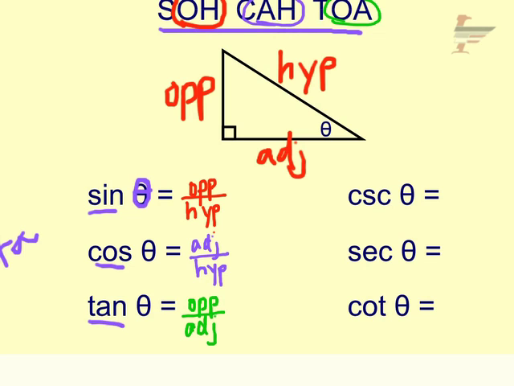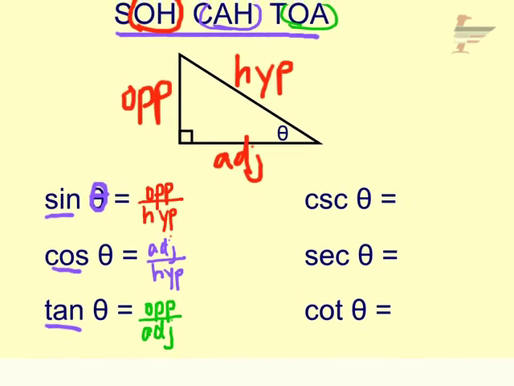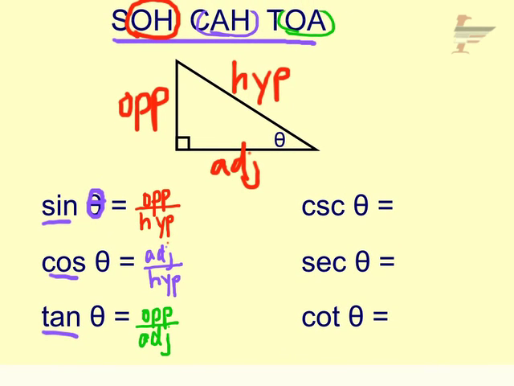Alright, so that you know, but here are some new ones for you. All of our three trig functions have reciprocal functions. CSC is cosecant, and cosecant will be the reciprocal of your sine function. So if sine is opposite over hypotenuse, all that we have to do is flip that. We'll do hypotenuse over the opposite side for the cosecant.